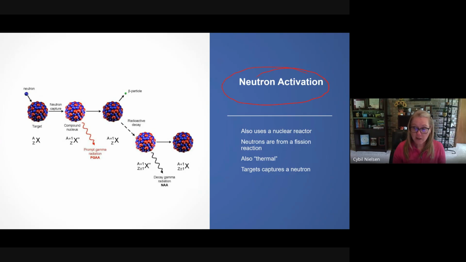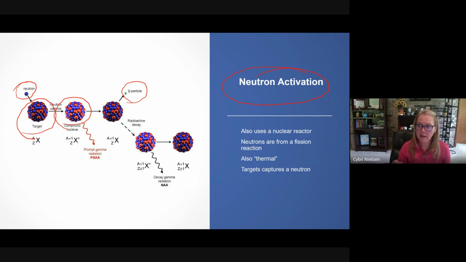With neutron activation, that means, again, we have a target. We're going to add a neutron. We have a product, and then the product is going to decay by beta negative. So this is still beta negative because we're adding a neutron. So also nuclear reactor, the neutrons come from the fission reaction. So these are still thermal neutrons, which means they're slow neutrons.